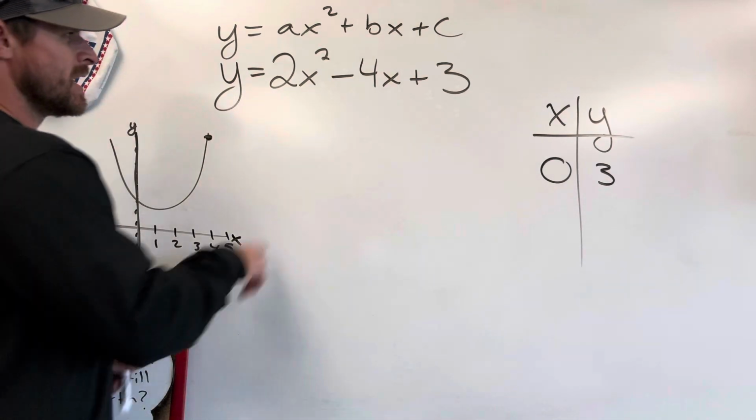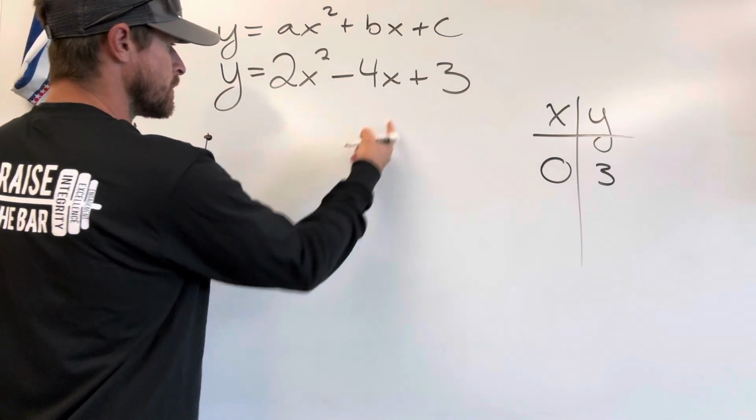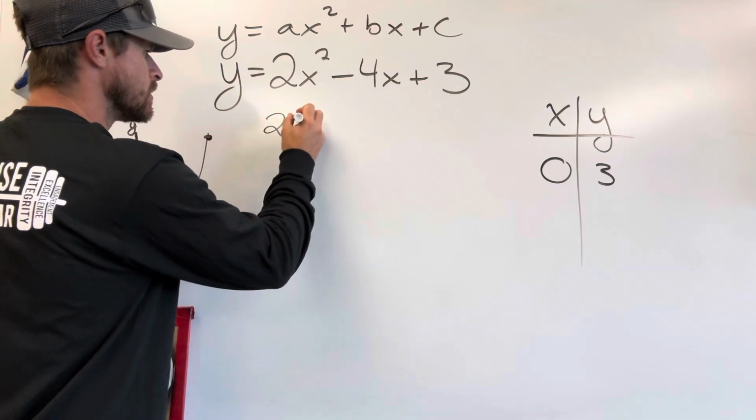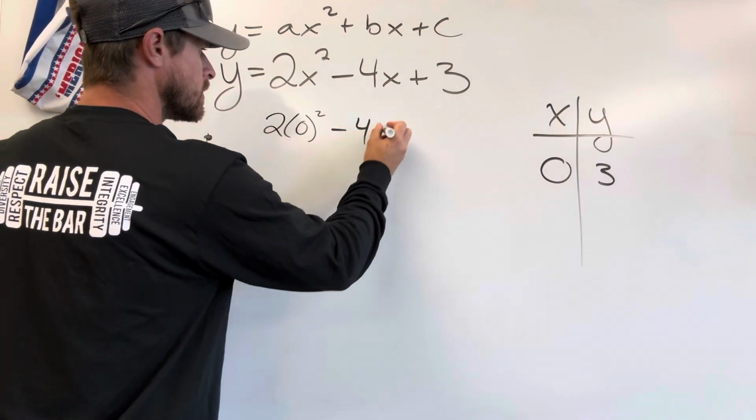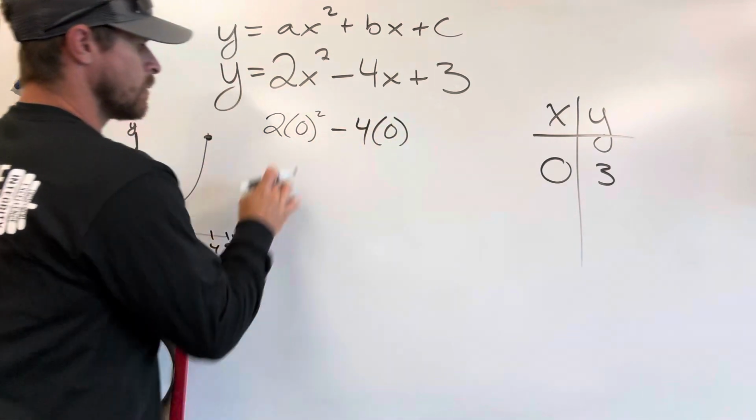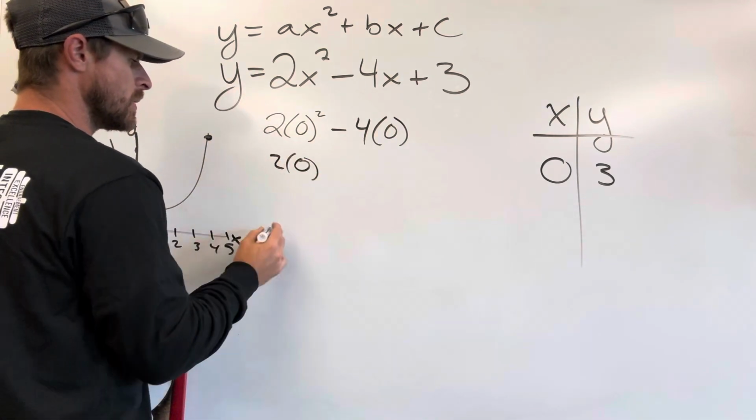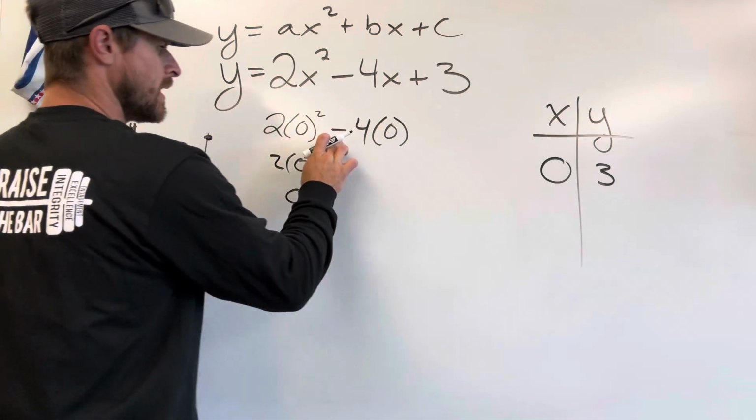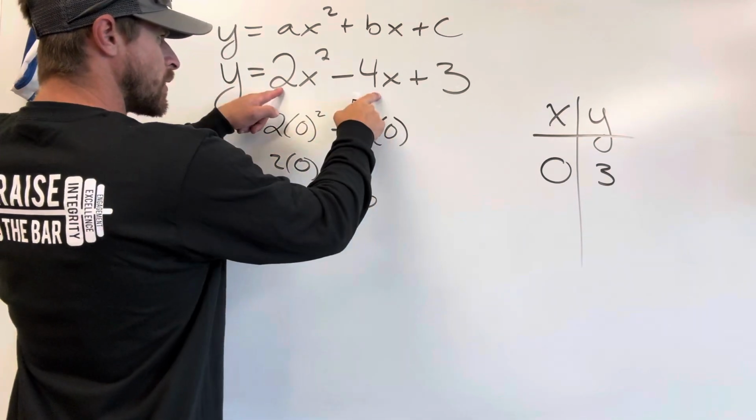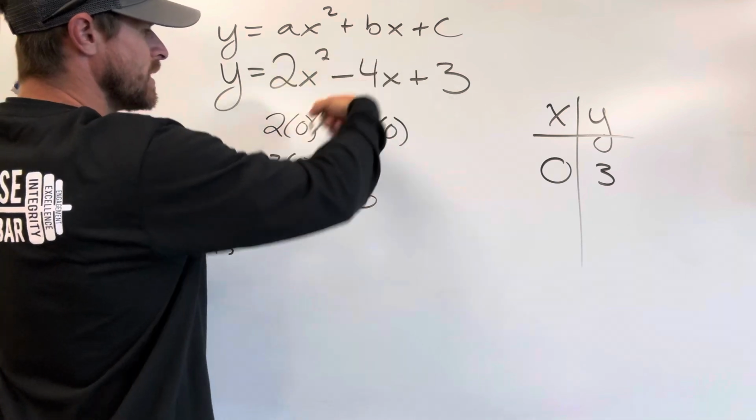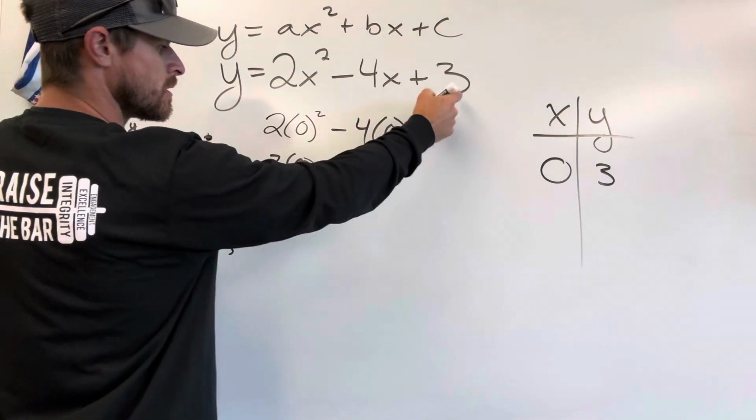Because think about it. If I put a 0 here and a 0 here, what's going to happen to this term and this term? They're going to zero out. 2 times 0 squared minus 4 times 0. What's 0 squared? 0. Times 2 makes 0. Negative 4 times 0 is just 0. So both of those terms just essentially disappear, and you're left with y equals 3.